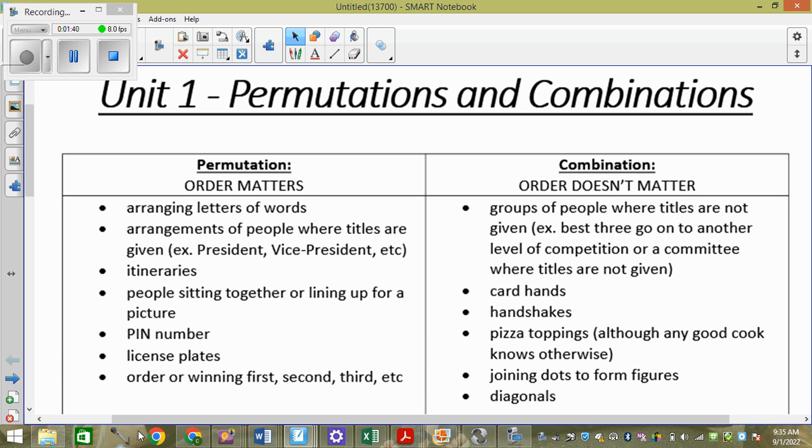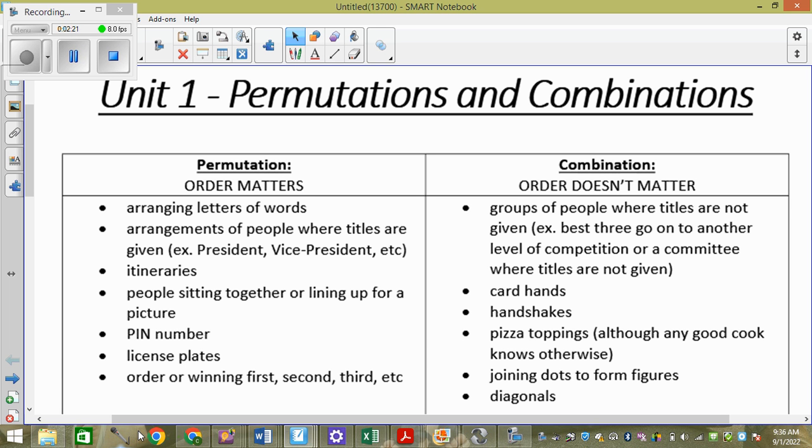But if you picked a 3-person subcommittee and that was it, would the way you picked them change whether they're on the subcommittee or not? No. So then it would be a combination. Here's an example. If in this class I was going to give out 3 prizes, just randomly choosing names, what if the prizes were all the same? Would the order in which you were picked matter? No. So that would be a combination. If your prizes are identical, or the jobs for the subcommittee are identical, then it would be a combination because the order wouldn't matter.